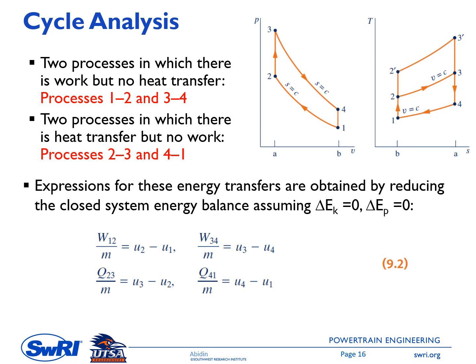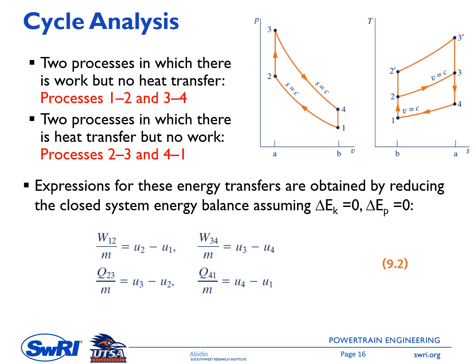Okay, and then two processes in which there is heat transfer but no work. So this is process 2-3, so there is a Q in there coming from outside, coming from the fuel combustion. And then process 4-1 is the heat rejected from the system going into the environment. So expressions for this energy transfer are obtained by reducing the closed system energy balance, assuming delta KE, kinetic energy, and delta PE, potential energy, equal to 0.